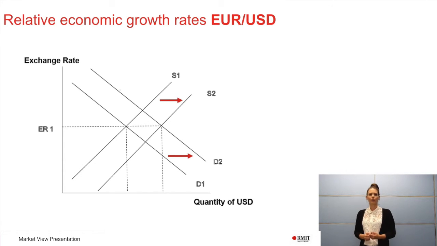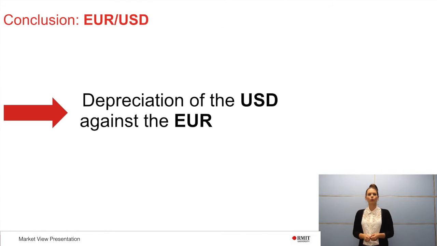As a result of the conclusions stated before, the supply and the demand curve will shift to the right. As they shift in the same direction, it can be concluded that this indicator has a relatively weak or even no influence on whether the US dollar depreciates or appreciates against the Euro. Through the analysis of these three indicators, it can be said that the US dollar depreciates against the Euro.